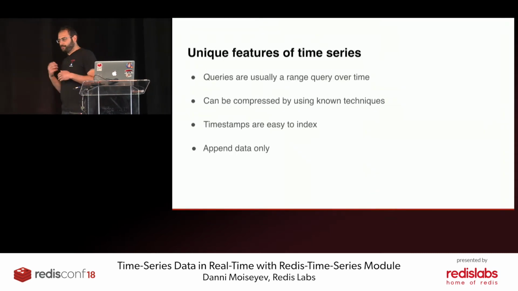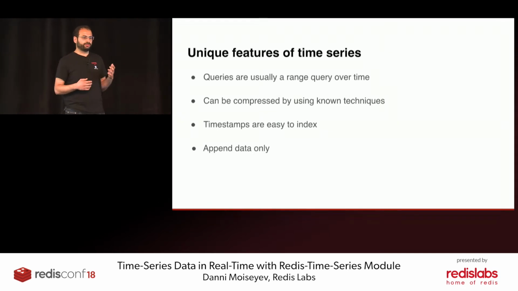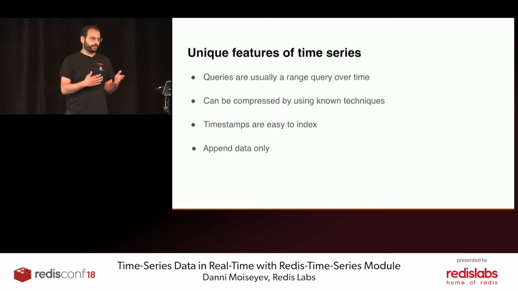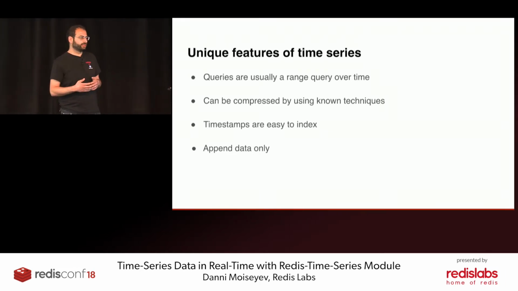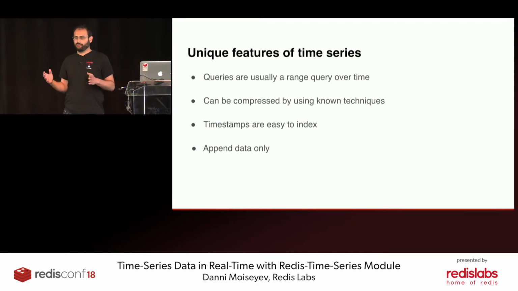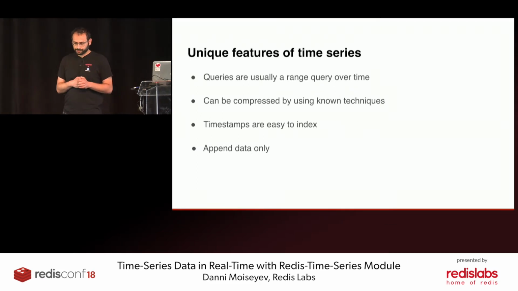Okay, so once I got and understood time series better, I found that there are very unique characteristics of time series. One of the most important features, or the way you use time series, is by ranged query. So unlike other data types, you usually get the data by a time range. So you have a start timestamp and an end timestamp. You don't have some random access. It's mostly around the timestamps.